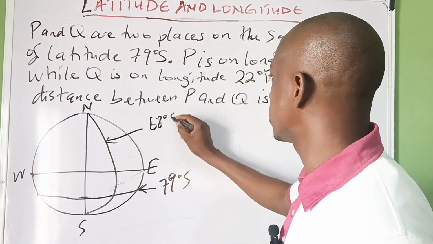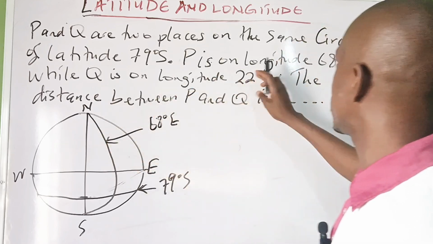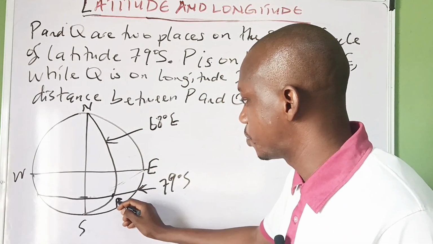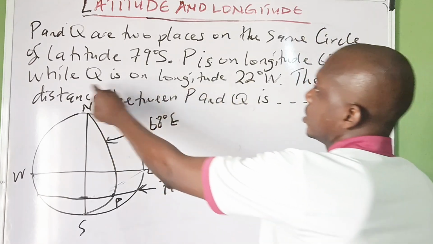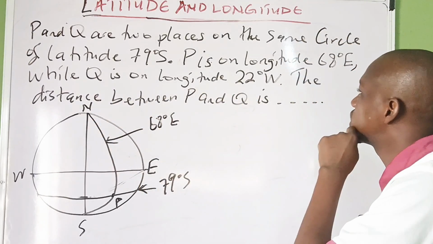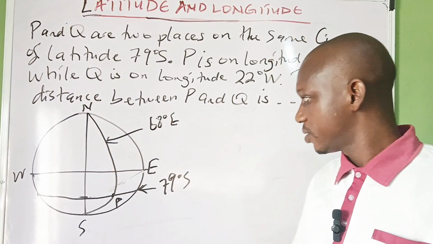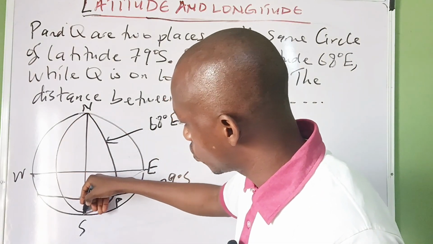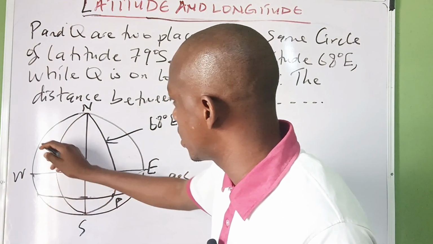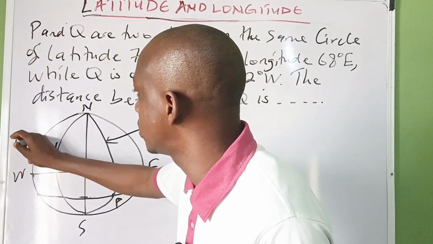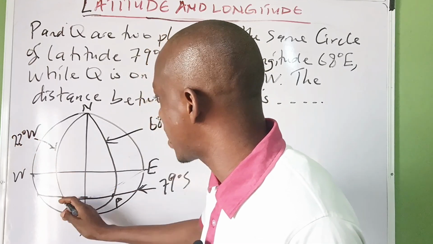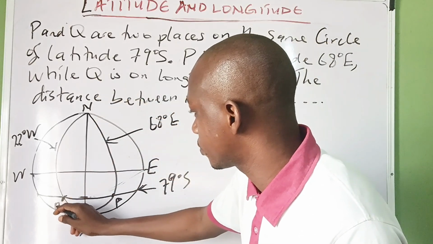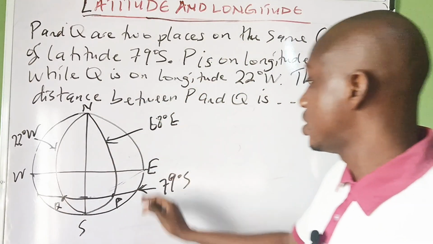68 degrees East. And that's called P. So where they met is P. While Q is on longitude 22 degrees West. So it's going towards west now. So 22 degrees West. So where they met also here, so here is 22 degrees west. So where they met is our Q.